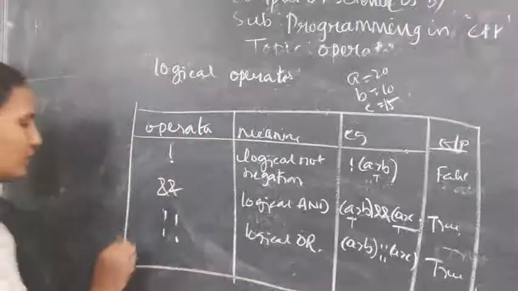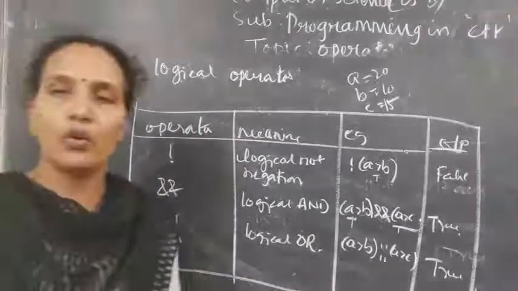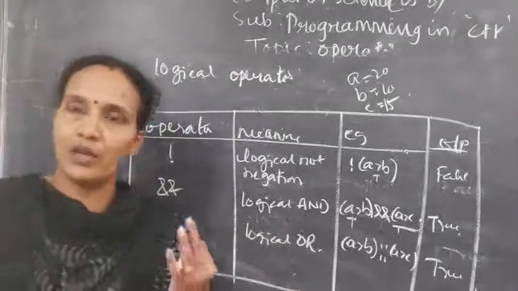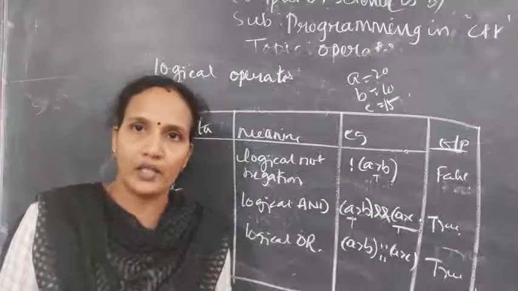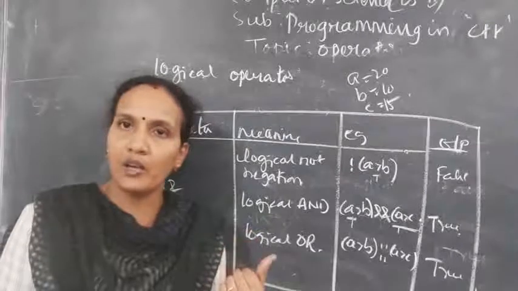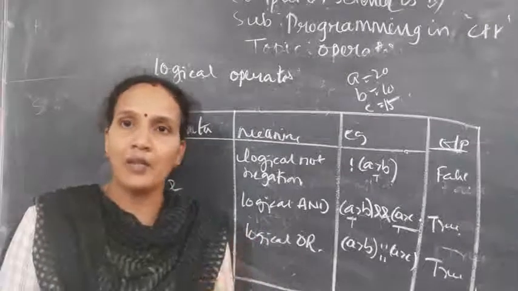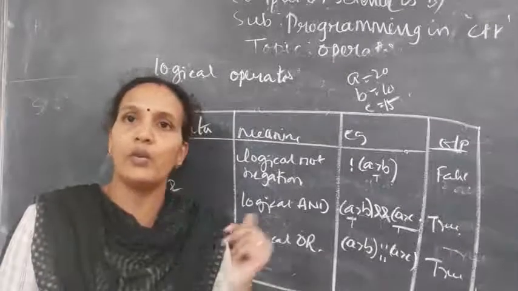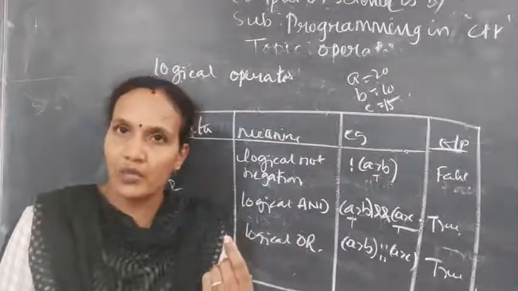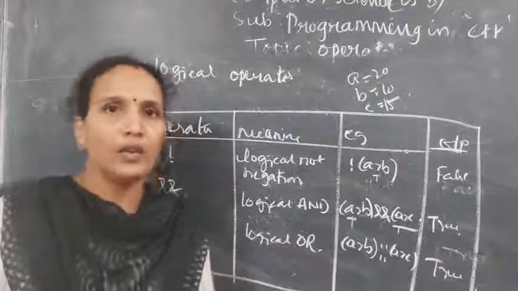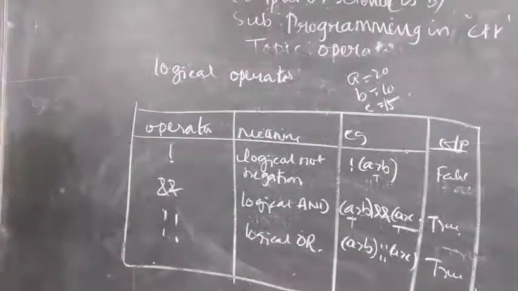These are your logical operators: logical not, logical and, logical or. Three operators you have. Logical not means it is a negation. Logical and means both the conditions should be true, then only you will get a true result. In logical or, if at least one condition is true, you will get a true result. You take a screenshot of this. I'll write the example program.